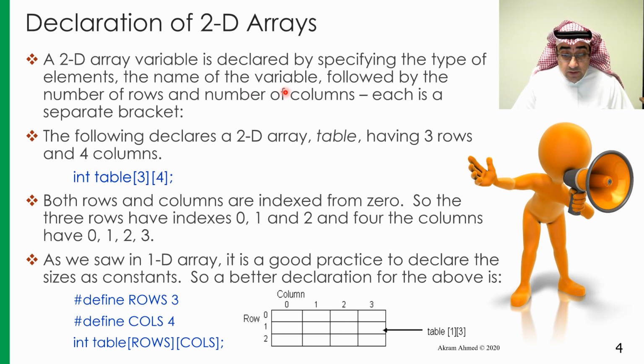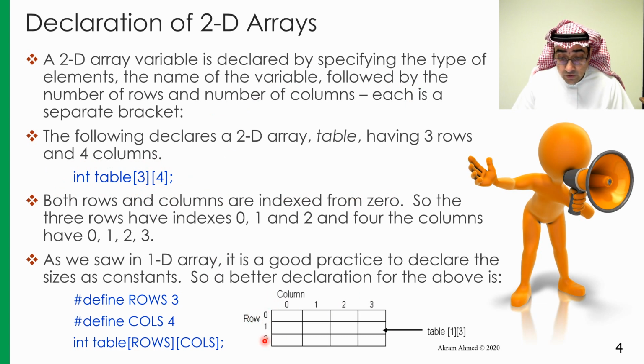You have to specify the number of rows and the number of columns so that I can allocate this much space in memory, and it has to be consecutive memory. Both rows and columns are indexed from 0. Again, as was the case with the 1D array, you have to start with an index of 0 in the rows and an index of 0 in the columns. So if you have an example such as this, you have 3 rows and 4 columns. This is a 3 by 4 array, as you can see.